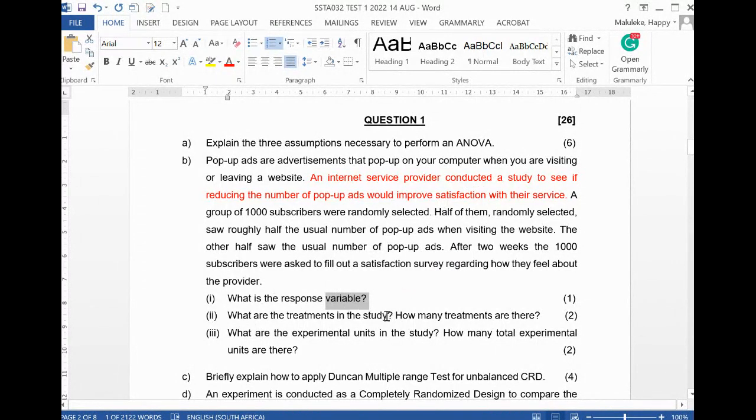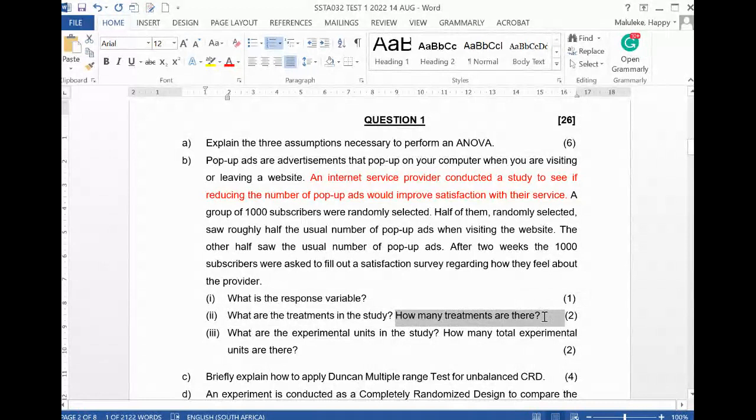What are the treatments in this study? What are the treatments in this study? They are the pop-up ads, isn't it? Adverts, isn't it? And how many are they? They are 2.